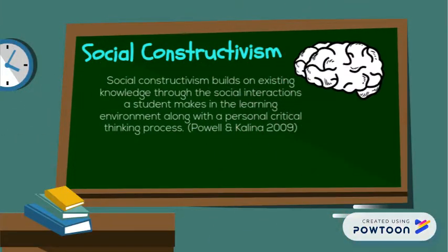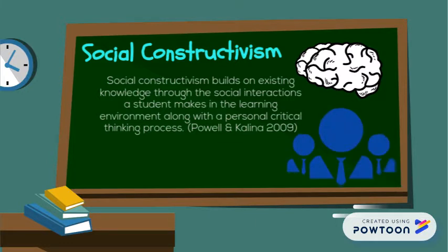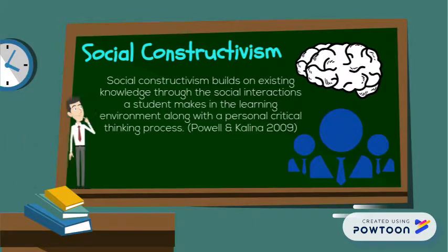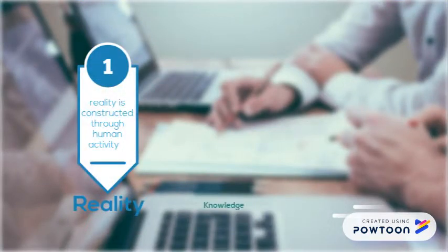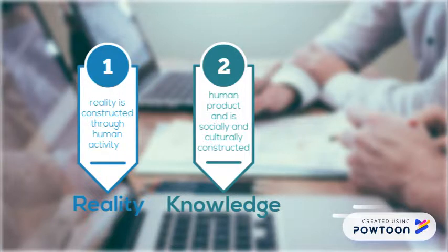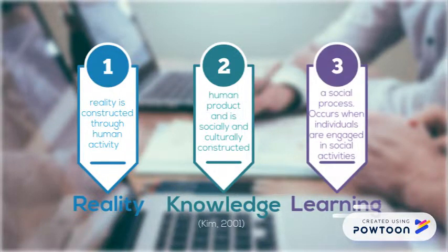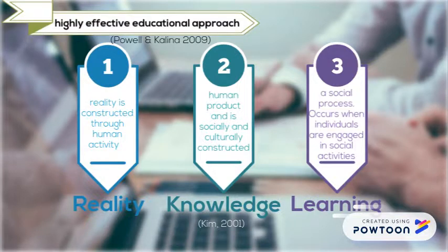Social constructivism builds on existing knowledge through the social interactions a student makes in a learning environment, along with the personal, critical thinking process. Social constructivism involves three assumptions: that reality is constructed through human activity, that knowledge is also a human product and is socially and culturally constructed, and that learning is a social process. Meaningful learning occurs when individuals are engaged in social activities. Social constructivism is a highly effective educational approach that all types of learners can benefit from.